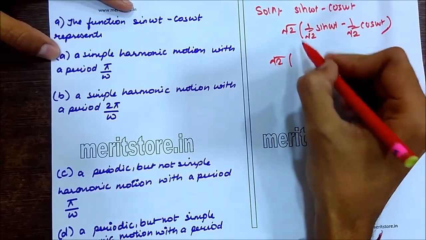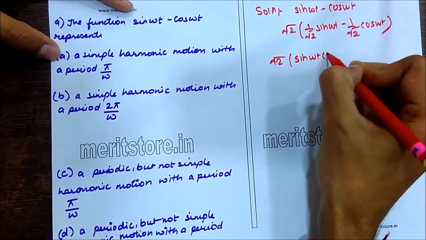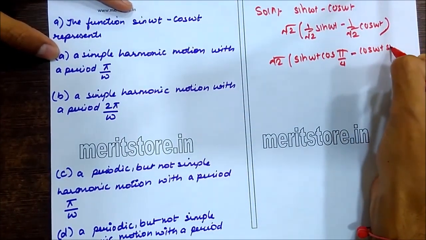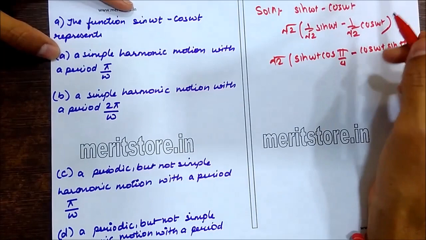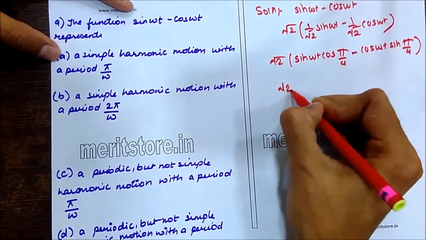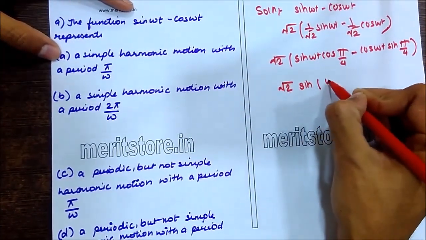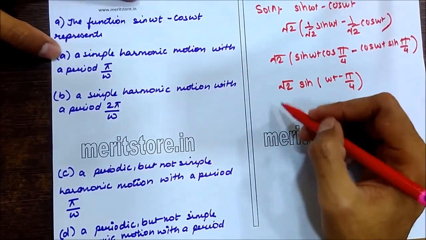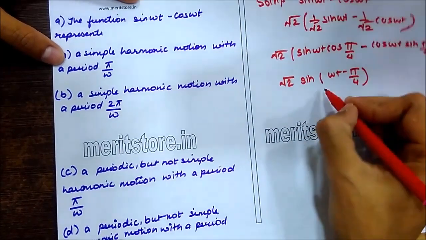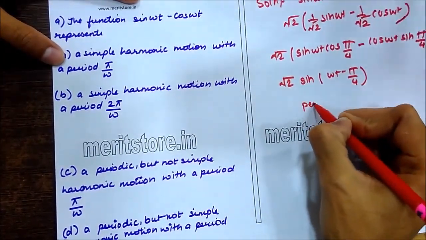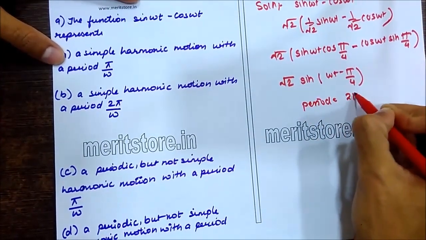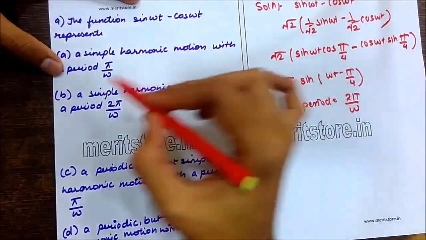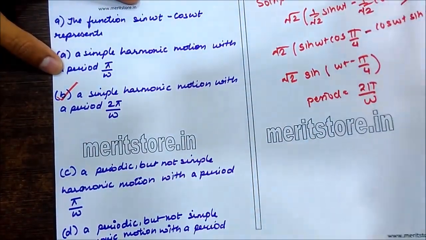Solving it, we get sin omega t cos pi by 4 minus cos omega t sin pi by 4. This is sin a cos b minus cos a sin b, so that gives you root 2 sin(a minus b). Comparing it with the formula y equals A sin(omega t minus psi), we have the period equal to 2 pi upon omega. So it is a simple harmonic motion with a period 2 pi upon omega. So the second is the right option.